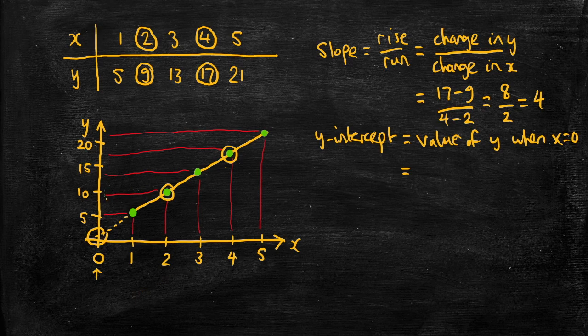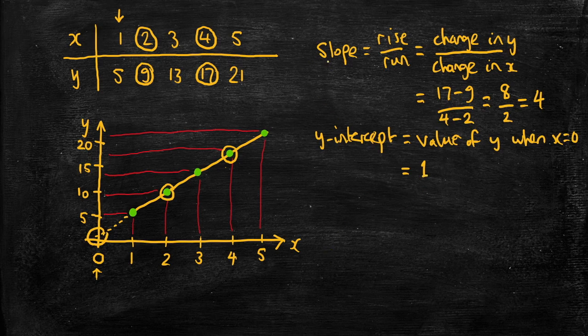So there's a few different ways of calculating this, but one way is to see, in this case, okay, when x was 1, y was 5, and we know that the slope is 4. So each time we increase x by 1, y goes up by 4. So if we decrease x by 1, y ought to go down by 4. So if it goes down by 4 from 5, it must go down to 1. So the y-intercept in this case must be 1.